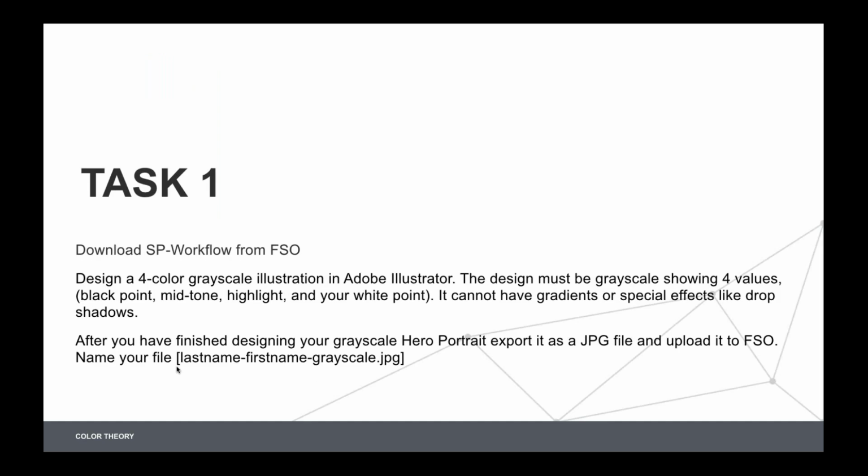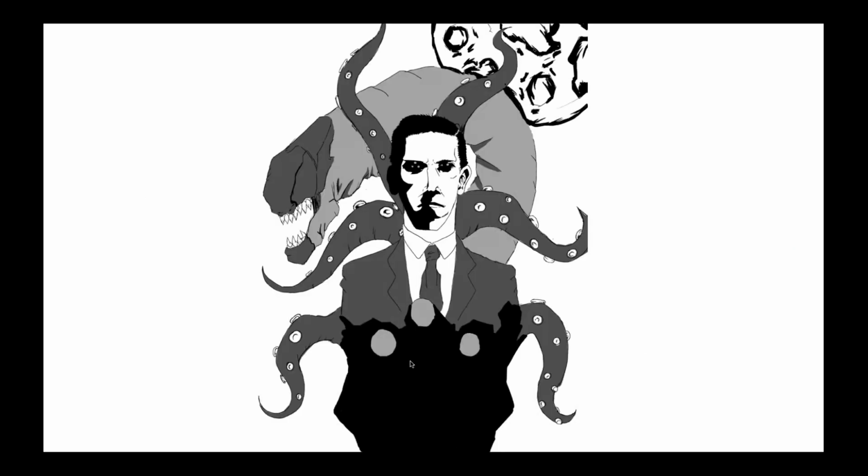So task 1 is to create a grayscale illustration using Adobe Illustrator. You're going to use 4 values: black, midtone, highlight, and white. So when I say midtone and highlight, I'm talking gray, a dark gray and a light gray. Once you have completed this hero portrait, you are going to submit it to the discussion for some feedback and then move it into color.